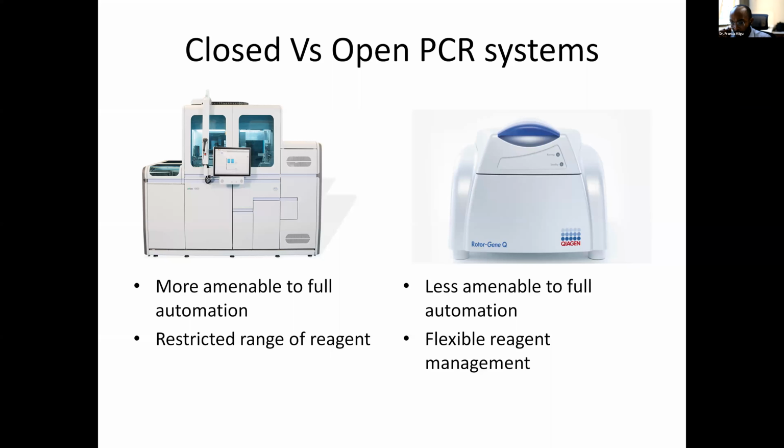Again, looking at the assays, we can have two broad modalities. We can have either a closed system or an open system. Closed here meaning that that particular system or modality for testing can only use certain reagents that have been manufactured by a particular pharmaceutical company. And for an open system, we are talking about a system that can use several third-party reagents. And both of them have pros and cons. For the closed system, it may be more amenable to full automation. Well, that may not be the same for the open system.